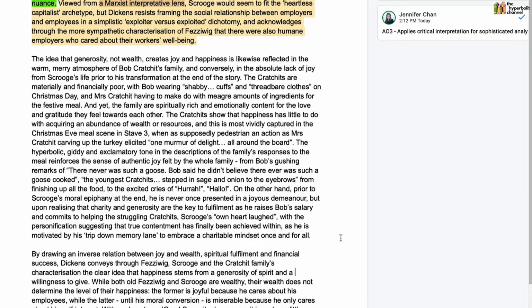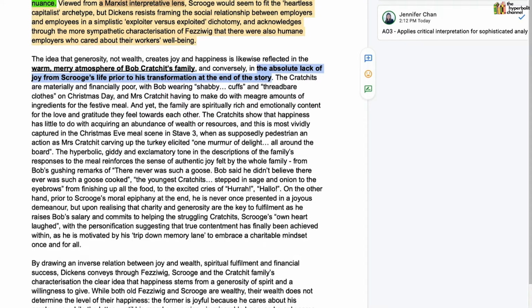So having engaged with the extract and analysed two key ideas, the student then zooms out to engage with the rest of the novel as a whole, which is, of course, the other part of the question that we must not forget. So she goes on to say, the idea that generosity, not wealth, creates joy and happiness is likewise reflected in the warm, merry atmosphere of Bob Cratchit's family, and conversely, in the absolute lack of joy from Scrooge's life prior to his transformation at the end of the story.